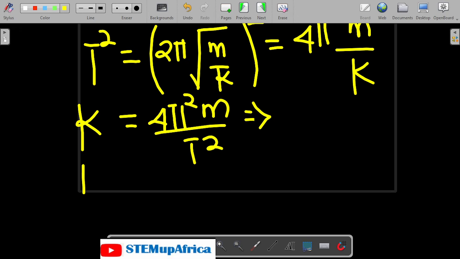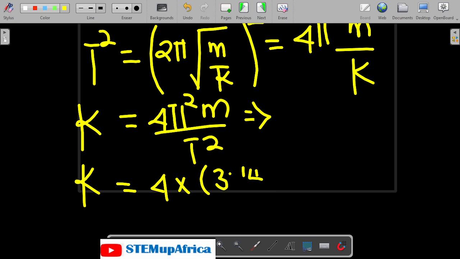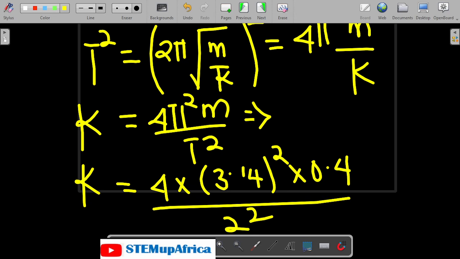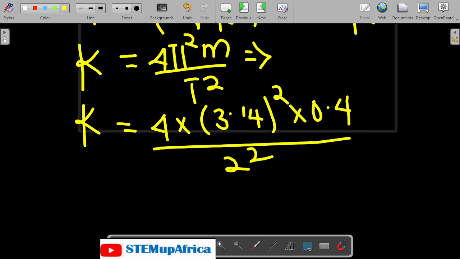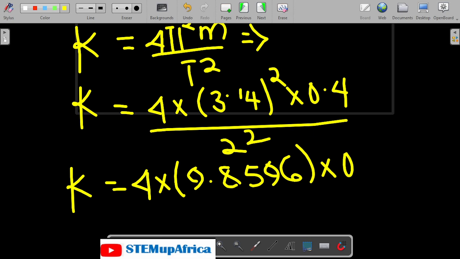Let's substitute our values now. So k is equal to 4 times pi, which is 3.14, squared, times 0.4, which is the mass, divided by 2 squared, which is the period. If I simplify this, 3.14 squared gives 9.8596. Some people normally take it as approximately 10, but I like writing it in full.